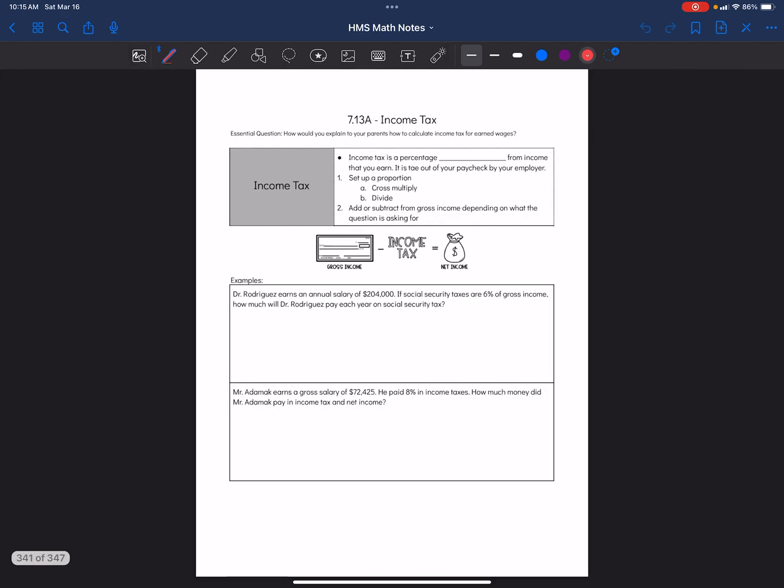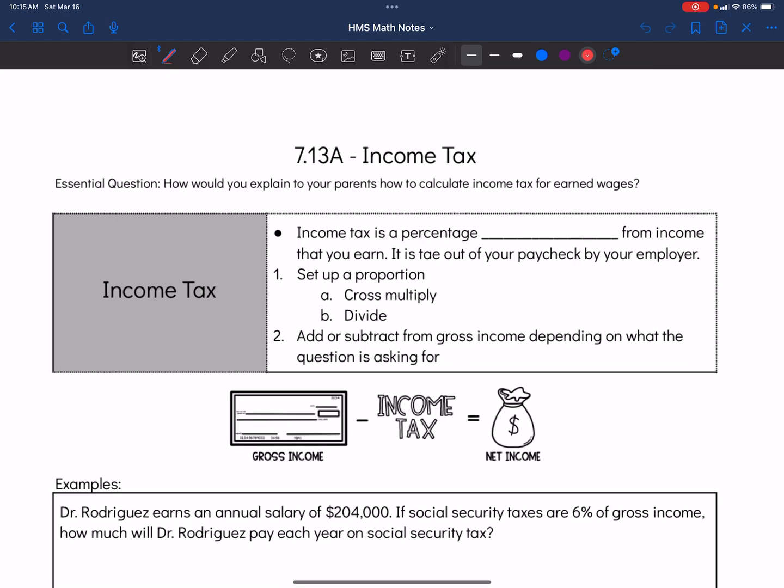We are starting off with income tax, and what is that? I will say you've kind of already done this before when it comes to sales tax, in regards to how you actually solve it. The essential question you should be able to answer by the end is: how would you explain to your parents how to calculate income tax for earned wages? And I gotta say, you probably will impress them if you talk to them about this.